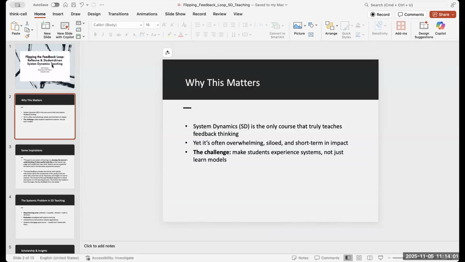So why does this matter? System dynamics is the only course that truly teaches feedback thinking. I think this is a shared belief that it should be introduced way sooner in curriculums, maybe even at school stage. But whenever we start, we have to start from scratch, and it's often overwhelming, siloed, and short-term in impact.